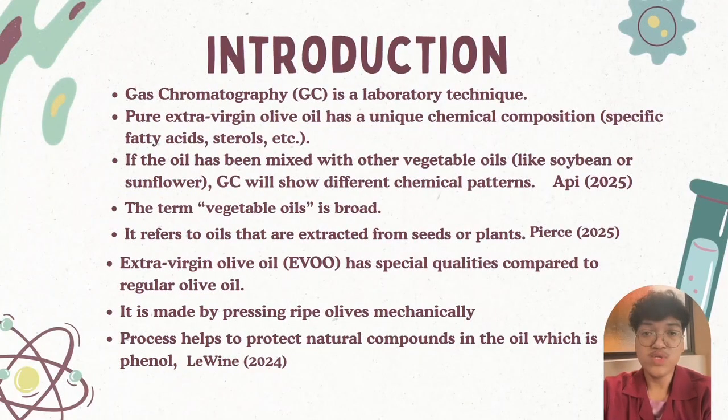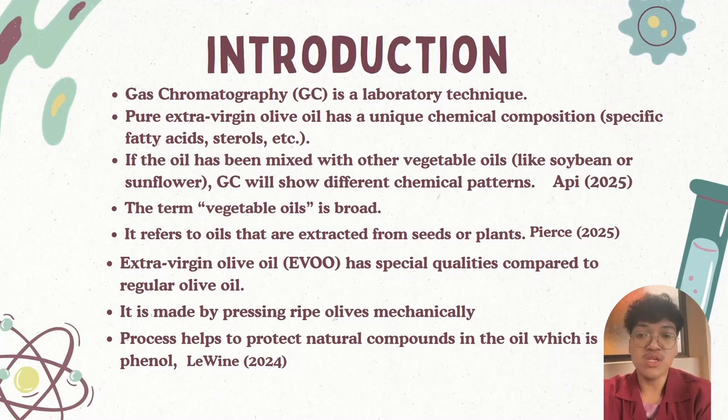Gas chromatography, or GC, is a laboratory technique used to analyze the chemical composition of oils, including pure EVOO, extra virgin olive oil. Extra virgin olive oil has a unique profile made up of specific fatty acids, sterols, and other compounds. If olive oil is mixed with other vegetable oils such as soybean or sunflower oil, GC can detect it.